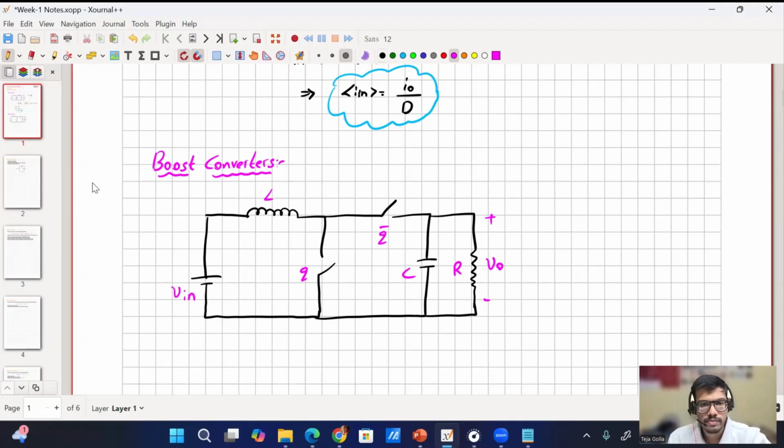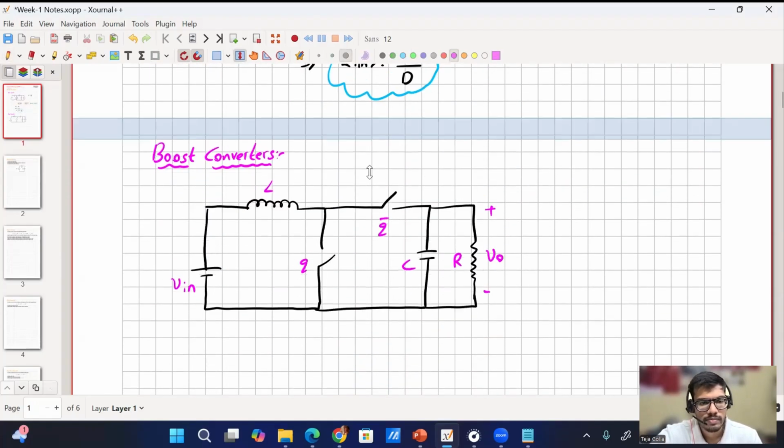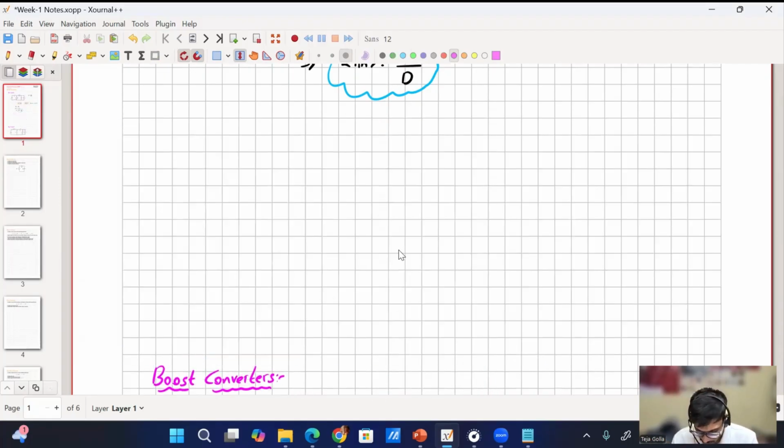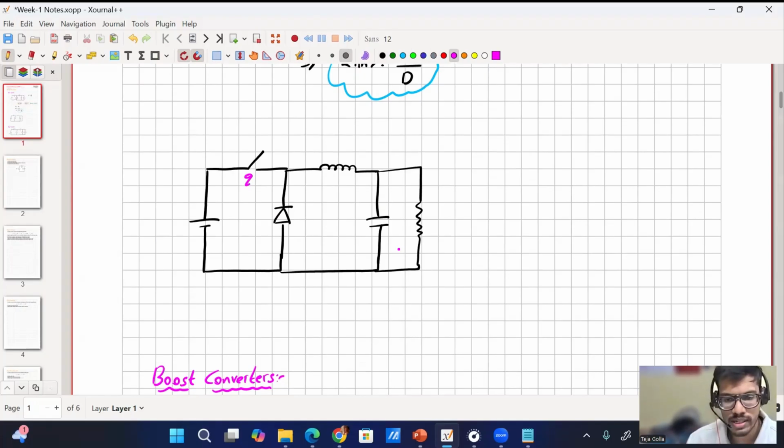Okay, let me do one thing. Let me create some space here. I'll explain for buck because it will be simpler there. If I have a switch, one is the switch, another is the diode. Say this is Q, and then the diode is there. There is no signal for the diode. This is V in, L, C, R.